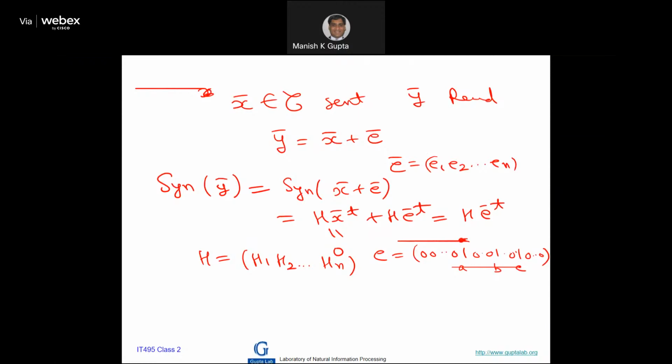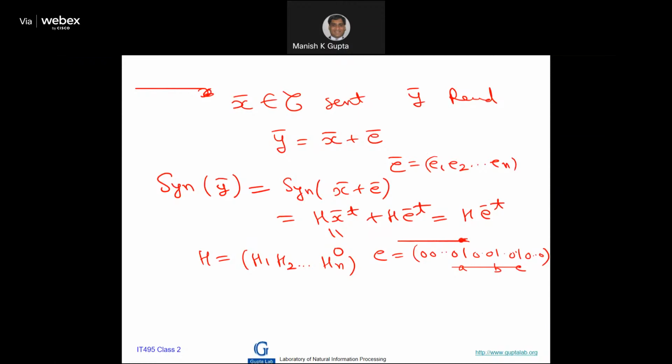So at position A, we have 1. At position B, we have 1. At position C, we have 1. All other places, it is 0. So that means error has occurred at these 3 positions, right? This is the error vector. In the original X vector, X is equal to X1, X2, Xn. I am adding this error vector, E is equal to E1, E2, En. And so we are getting Y, which is Y1, Y2, Yn. Right? So at these 3 positions, A, B, C, error will occur.